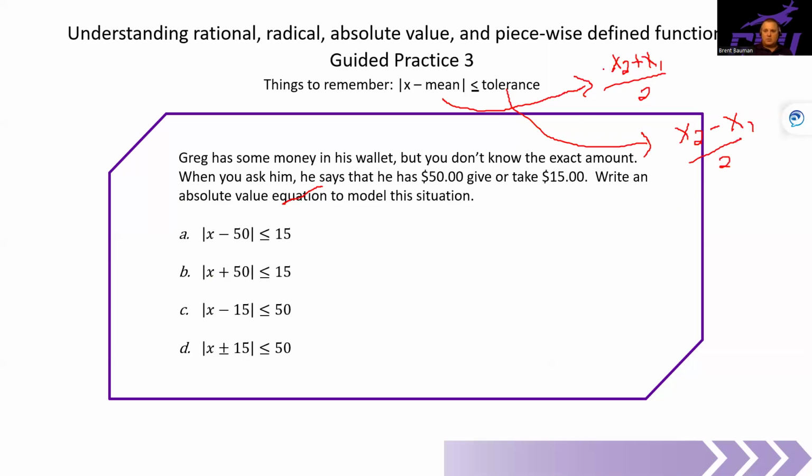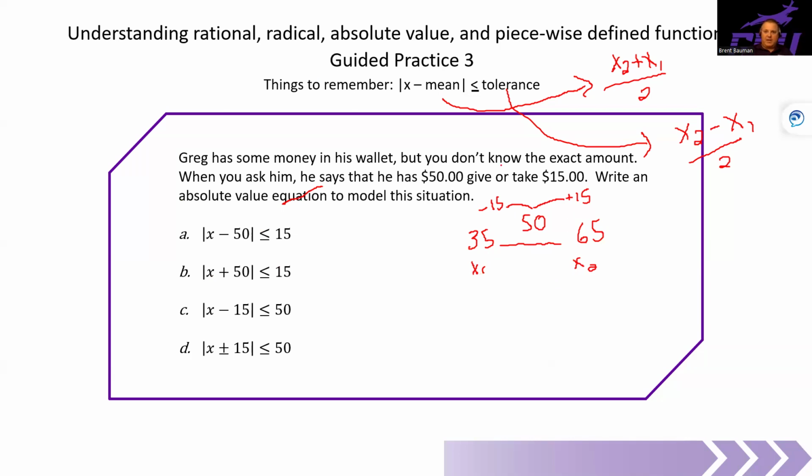Now, what are our X2 and X1s? These are the boundaries on approximately how much money he has. So he's saying he has $50 minus 15 and $50 plus 15. So he could have 35 and he could have 65, up to, so this region. So these are x1 and x2 values. So let's plug them in and see what we're working with.